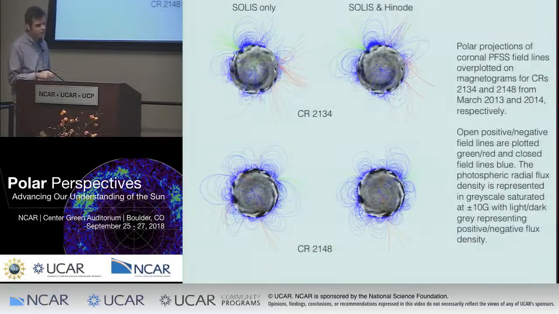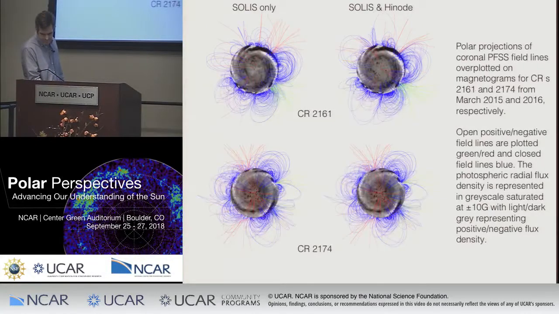Here are polar projections with PFSS models, model field lines overplotted. Left column is SOLIS 2013, 2014, and this is the SOLIS and Hinode combo. You can see the facular structures just about. But during the reversal, the facular structures were sort of gathered around the edges of the polar cap, and there were gaps in the middle until the reversal was complete, and then they reappeared.